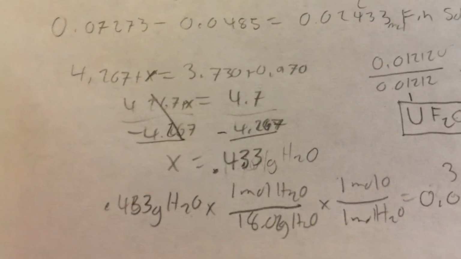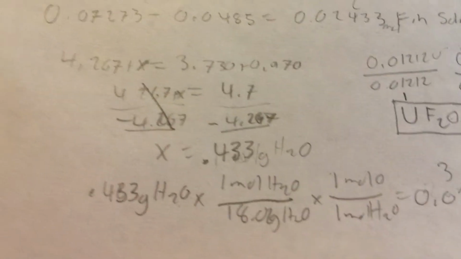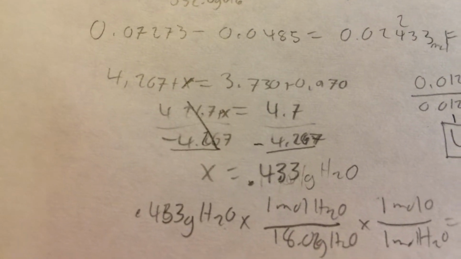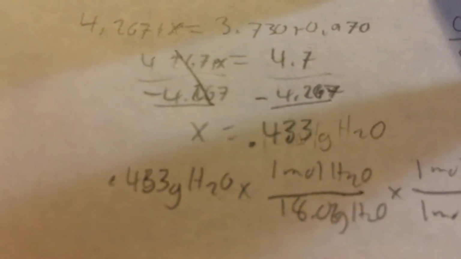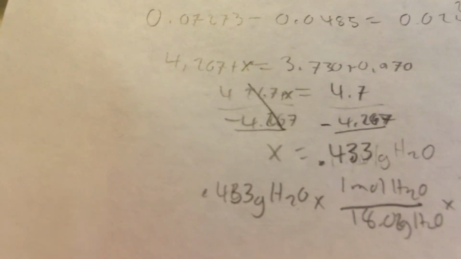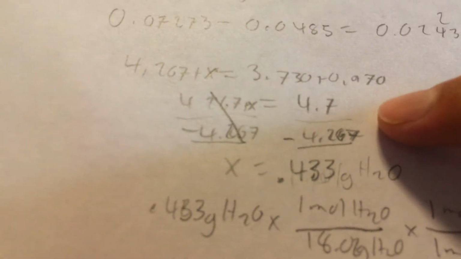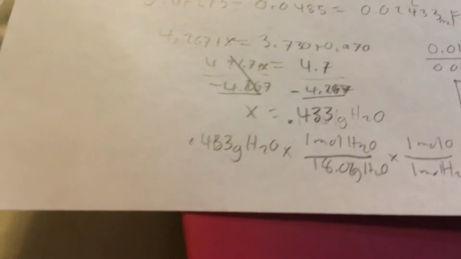Then, to find oxygen, you do 4.267 plus X, which is what you're trying to find, the grams of water, equal to 3.730 plus 0.970. First you add these together, which gets you 4.7, then you subtract the 4.267 from both sides, eliminating it on this side, and then you subtract that from 4.7, which gets you 0.433 grams of H2O, not hydrogen.